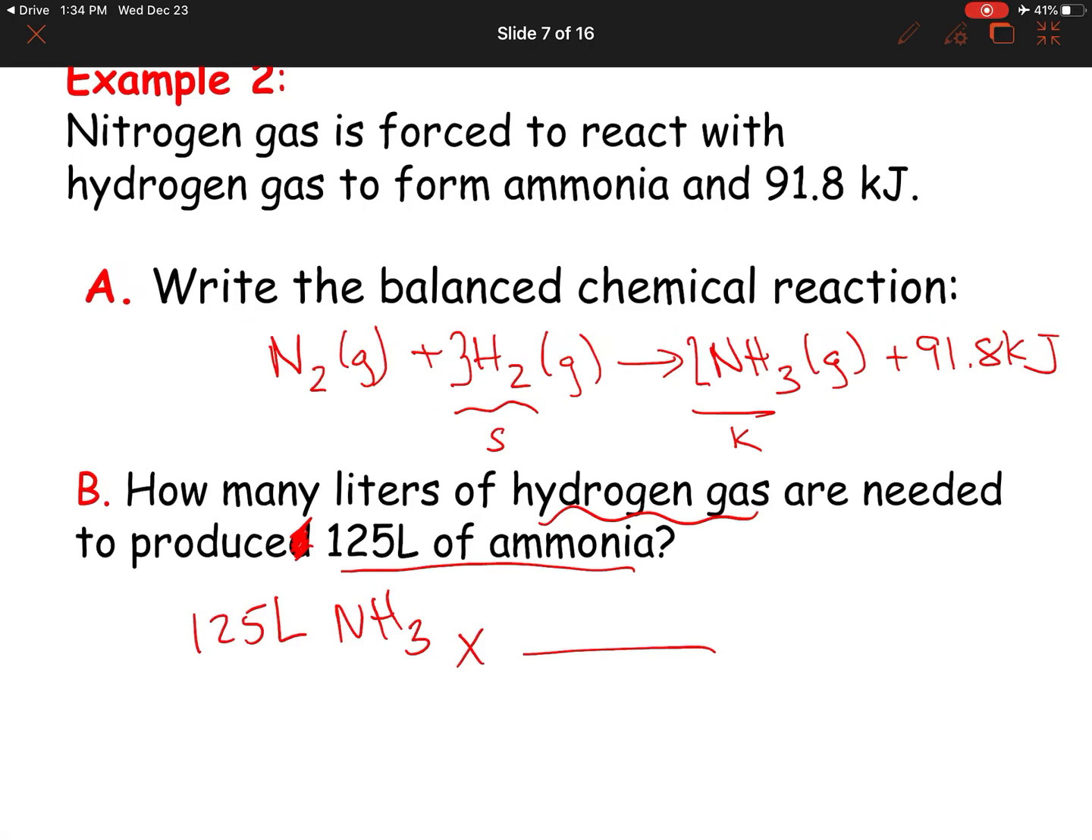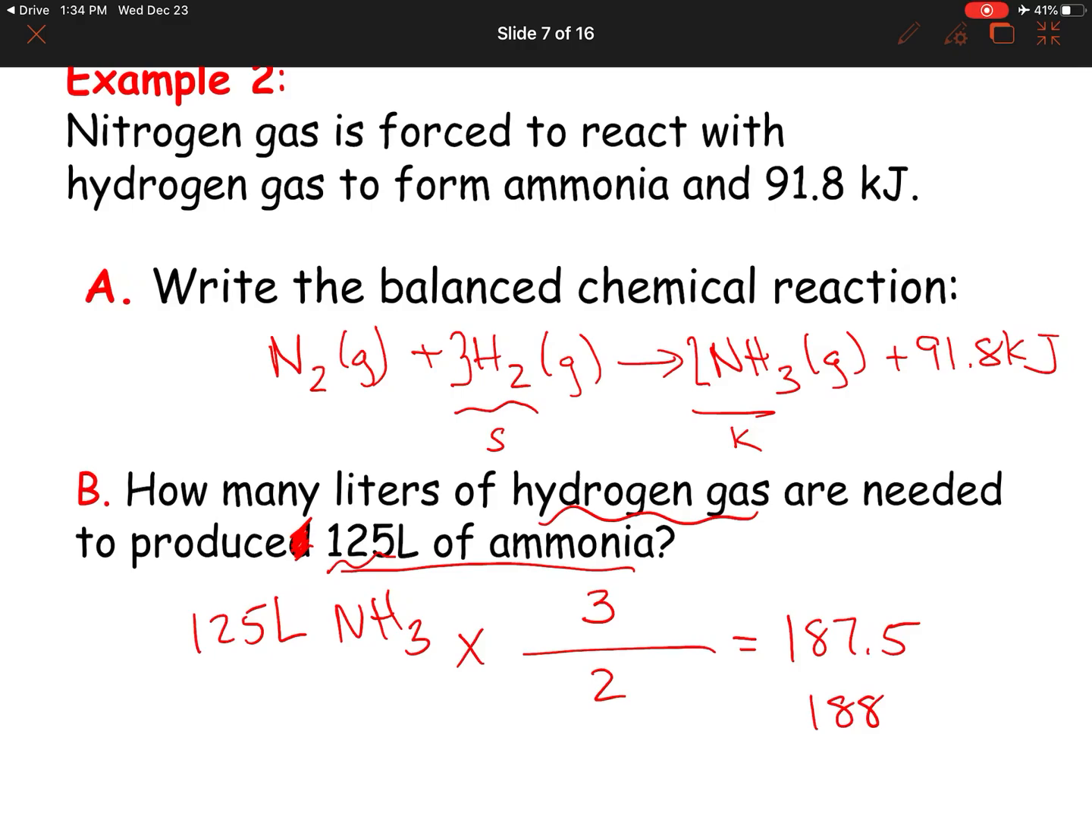I seek hydrogen, so its coefficient is 3. I know ammonia, so its coefficient is 2. So I'm going to take my calculator and say 125 times 3, which is 375, divided by 2 is 187.5. Now, if we were going to be tricky and do proper sig figs, it would be 3, so I'd say 188. Depends on whether your teacher makes you do that or not.